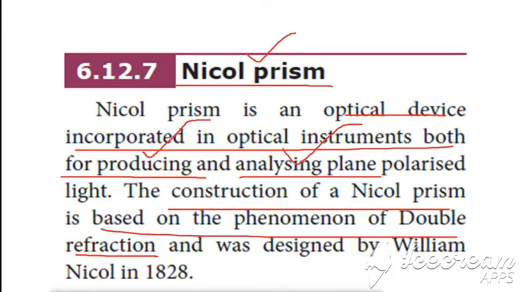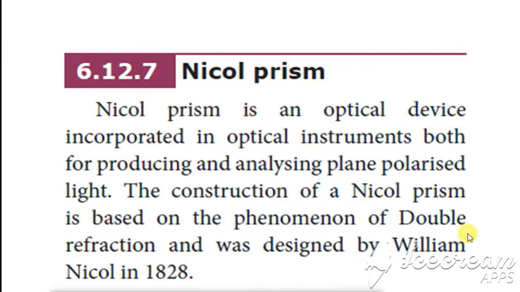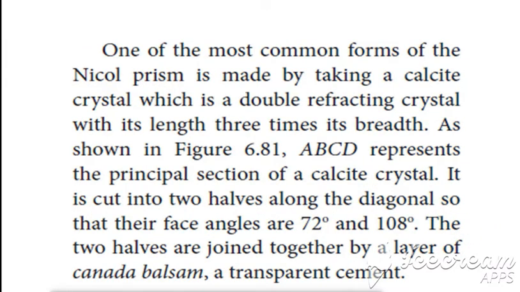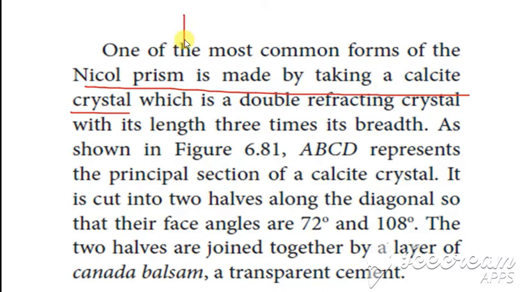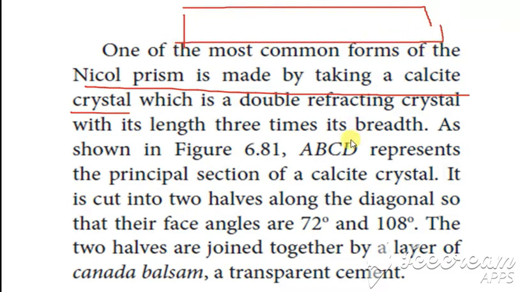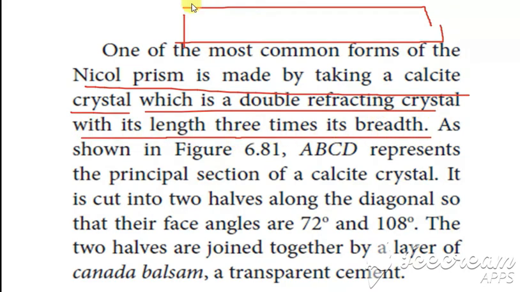So this is also based on what? Double refraction. This was designed by William Nicol. One of the most common forms of the Nicol prism is made by taking a calcite crystal. So here also we are going to take a calcite crystal, a double refracting crystal, which has a length 3 times its breadth. So this is the breadth and this is the length. So this length is 3 times its breadth.